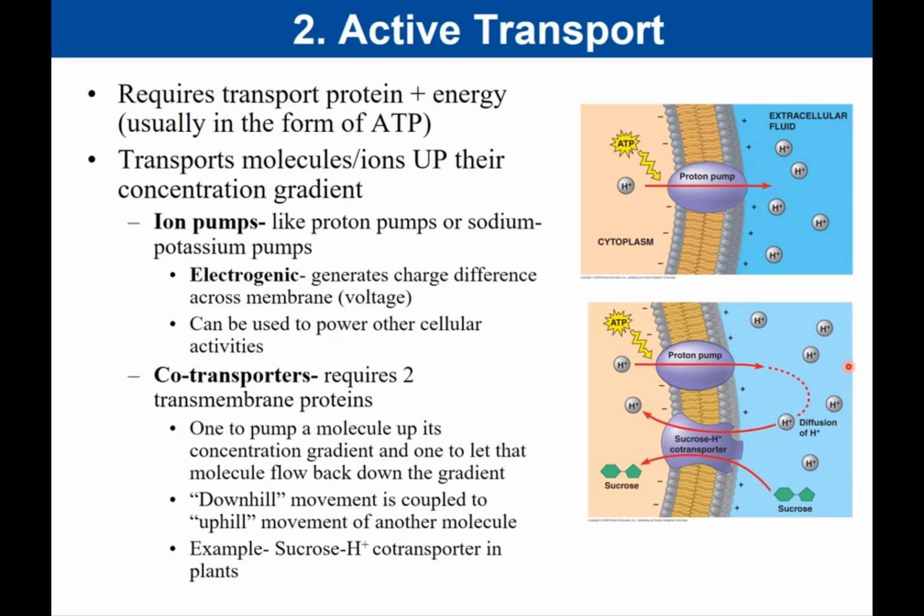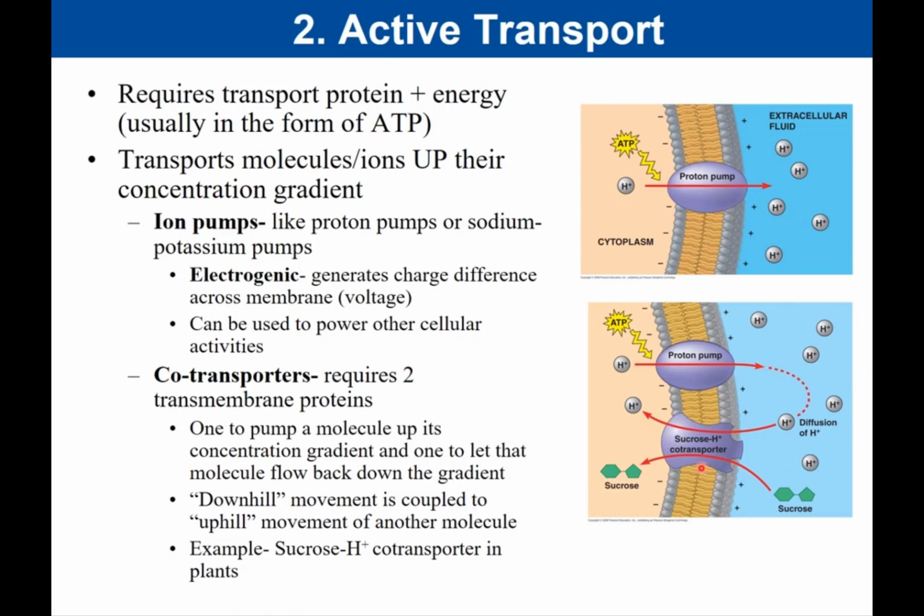Co-transporters require two transmembrane proteins. One is going to pump a molecule up the concentration gradient, so meaning it's going to go from a low concentration to high, and one is going to let the molecule flow back down the gradient. And so the downhill movement is coupled to the uphill movement of another molecule. And an example of this is the sucrose-proton transporter.